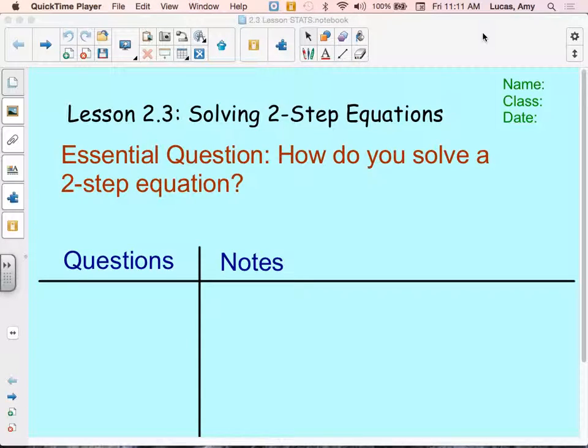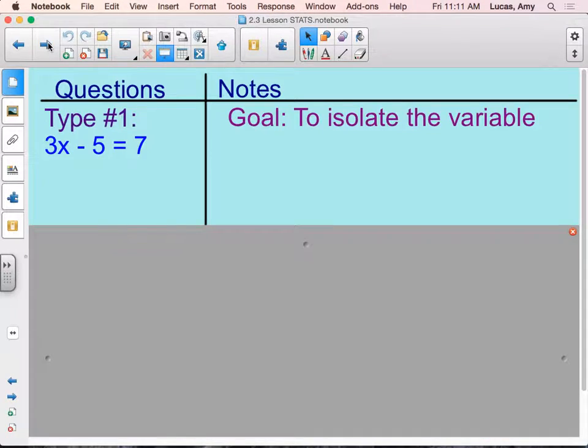Lesson 2-3, solving two-step equations. Our essential question is, how do you solve a two-step equation? We are going to focus on three different two-step equation types. The first type is the most common, and we always see a lot of success with this type.